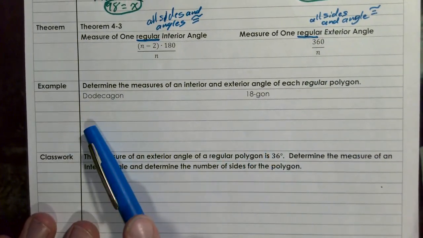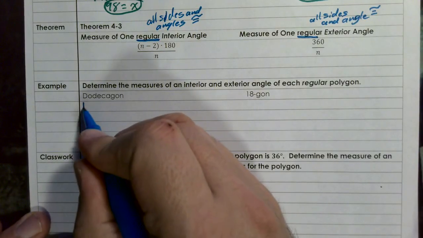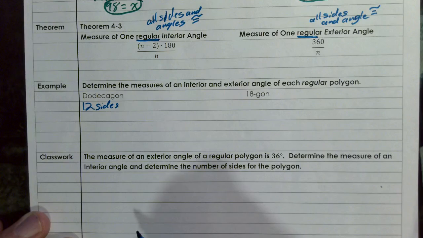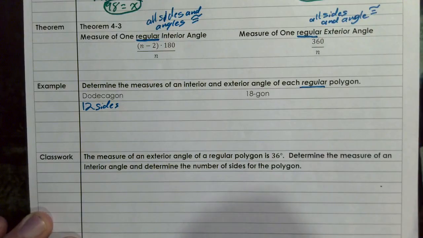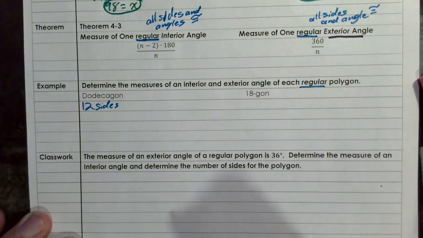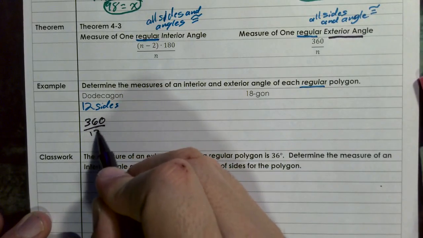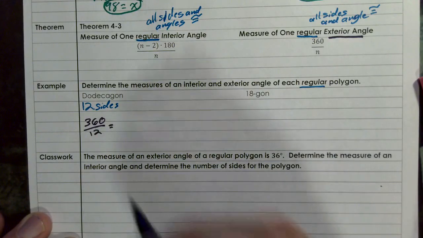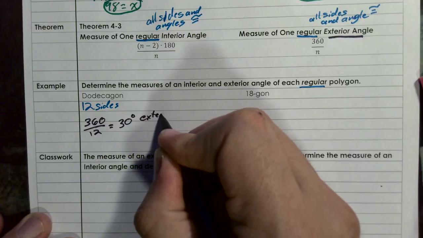So if we've got a dodecagon, if it is regular, it has 12 sides. Well, a dodecagon always has 12 sides, but if it is a regular polygon, all those sides and angles are the same. So if we wanted to do the exterior angle, we would just take 360 and divide it by 12, and this would give us the size of each exterior angle. We get 30 degrees for our exterior.